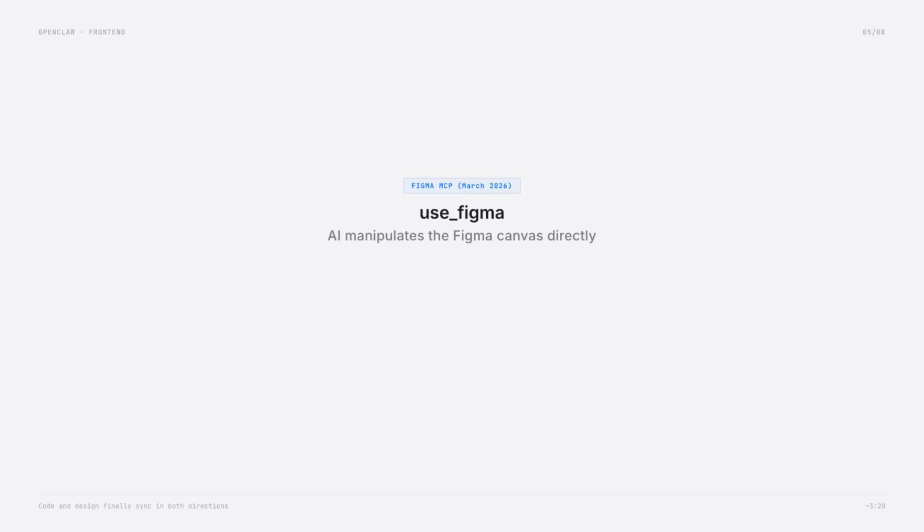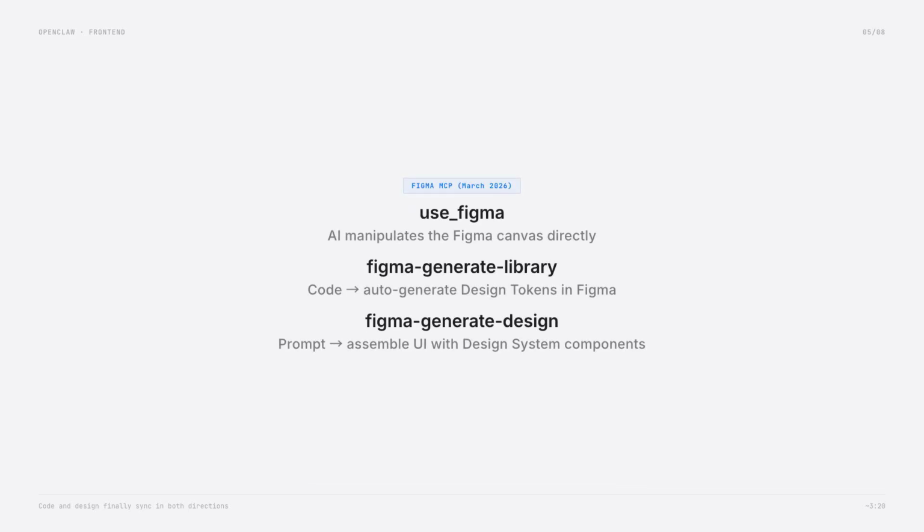2 major things happened in 2026. First, Figma MCP and the use_Figma tool. Figma launched an official MCP server with a powerful tool called use_Figma. It lets AI agents execute JavaScript directly on the Figma canvas, manipulate layers, create design tokens, generate component variants. Basically everything a human can do in Figma, AI can now do.